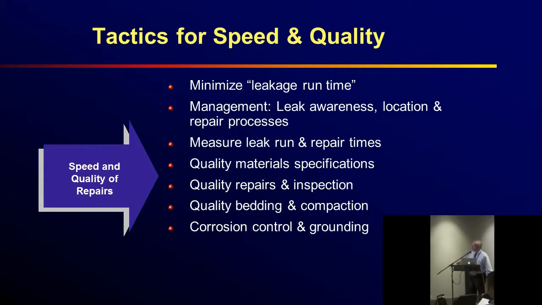It's about looking at quality of materials and specifications. We've just kind of touched on this in terms of the connections. You have to follow that stuff. So that's the quality aspect: follow manufacturer's specifications for installation, repairs, inspection, along with the quality of bedding and compaction. All of these are component parts that if it's not done right, you'll be digging these things up in the future. It's just a question of when. And then particularly for metallic pipe, there's corrosion control and grounding issues that may come into play that will accelerate corrosion. Very important in terms of dealing with any metallic pipe.